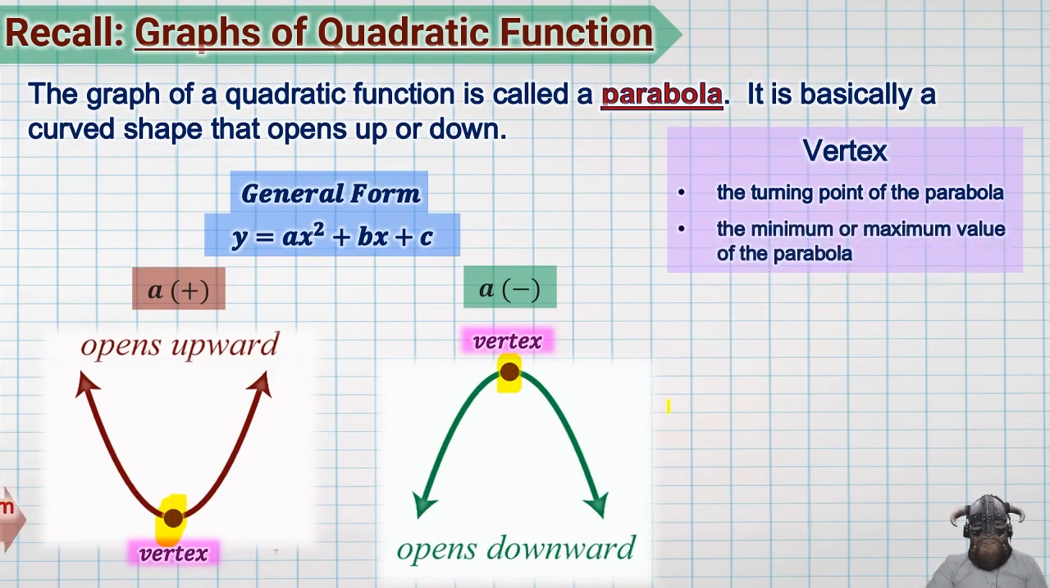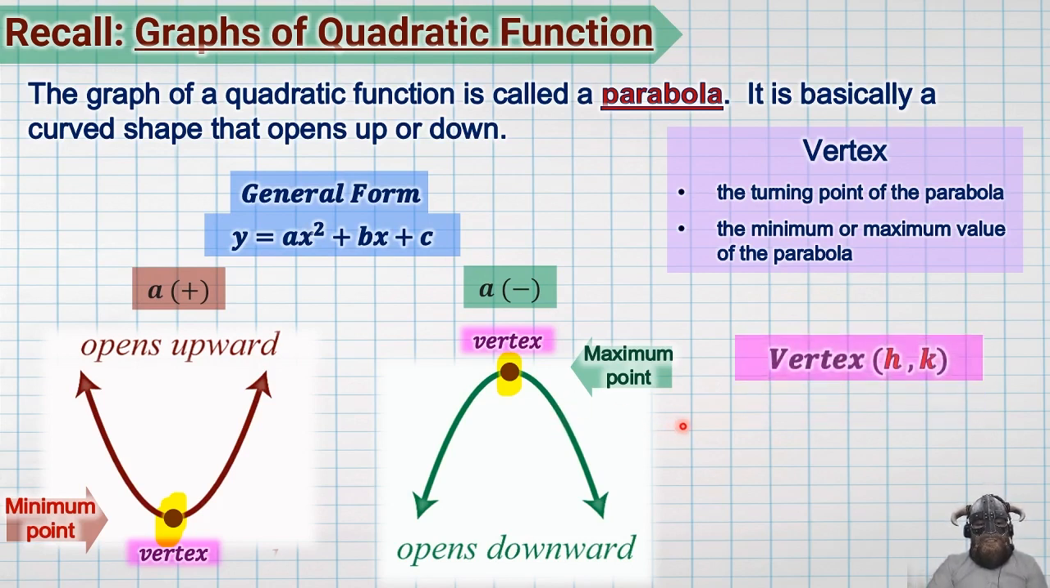So it is also the part where we can see the minimum or the maximum value or point of the parabola. Kapag yung parabola natin is opening upward, we can see the minimum point. Diyan yung pinakamababang point ng ating graph. At the same time, kapag naman ang ating graph ay opening downward, diyan mo makikita yung maximum point. Diyan yung pinakamataas na point ng ating graph.